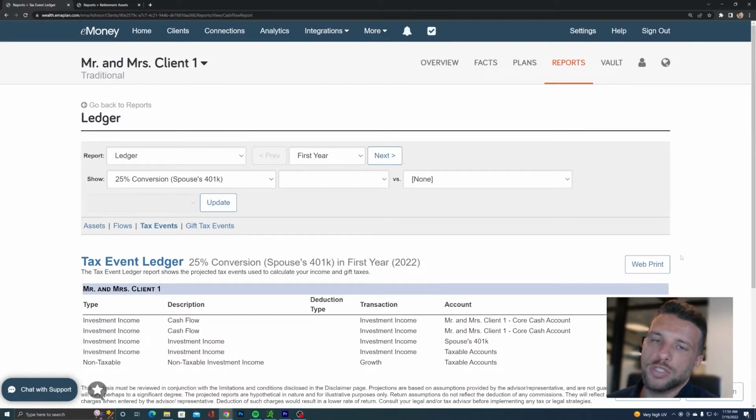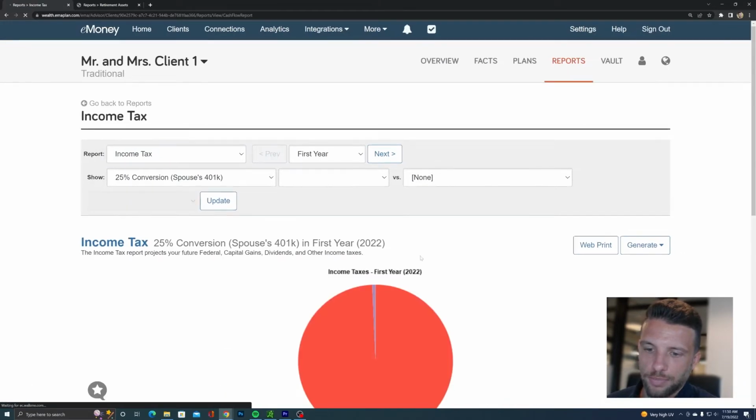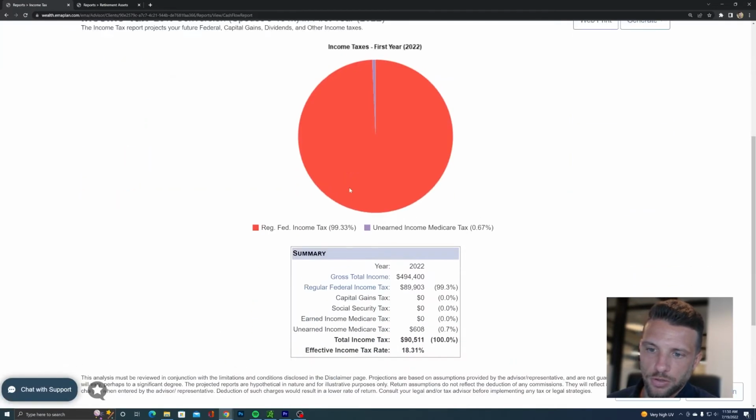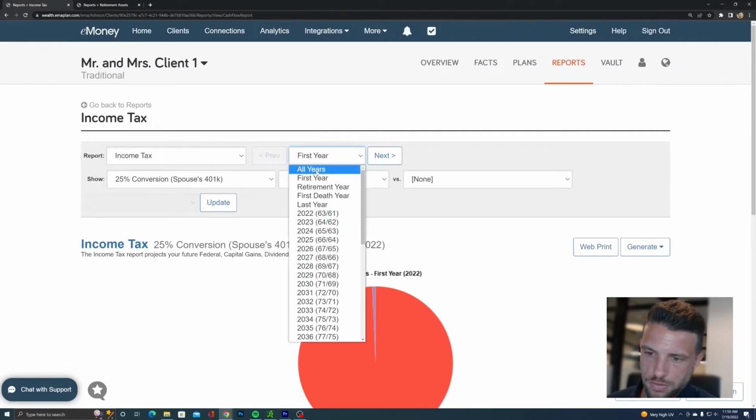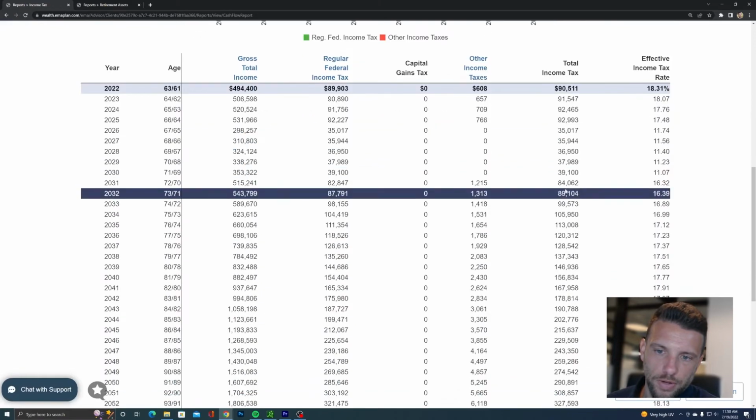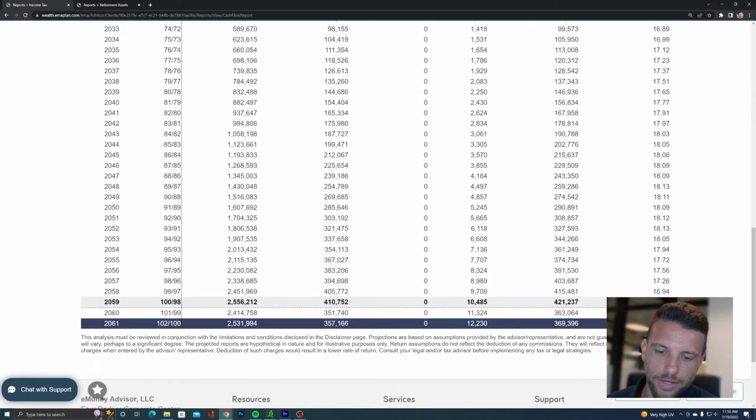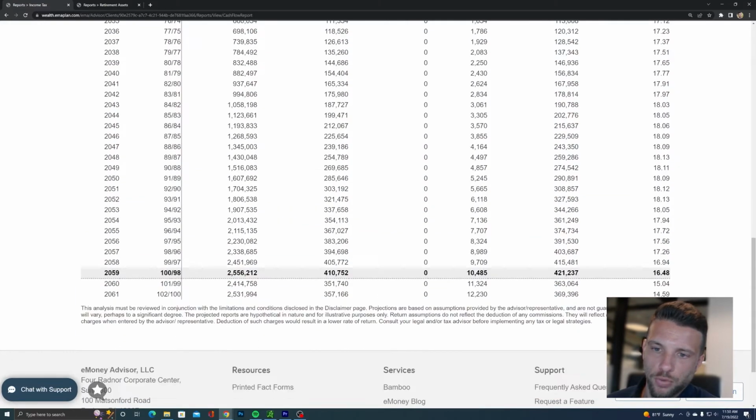Now the question is, what does this do for us in terms of tax reduction? And what I'm going to do now is jump to the income tax worksheet. I'm going to take a look at the lifetime tax liability here by setting this to all years. And here's the total tax, right? So if we add all of these up, that'll tell us what our lifetime tax is. And we can do a comparison between the two.